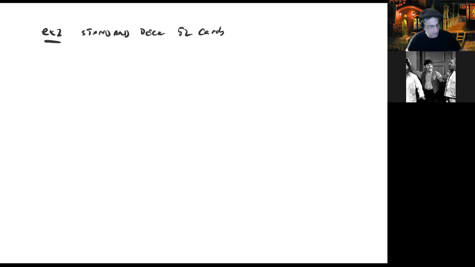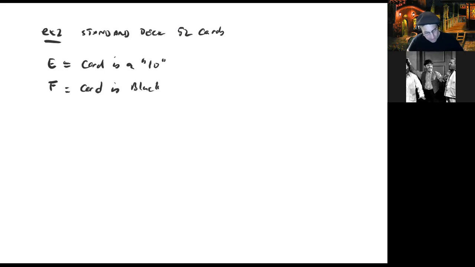And let E be the event that I select a card from the deck randomly. E is the event the card is a 10. And let F be the event that the card is black, meaning it's either a spade or a club.